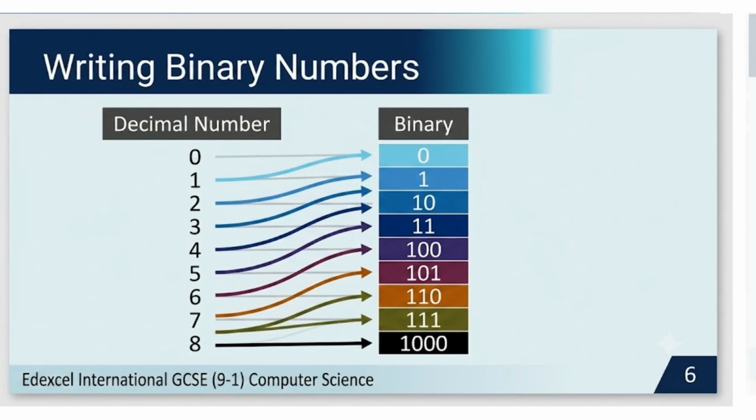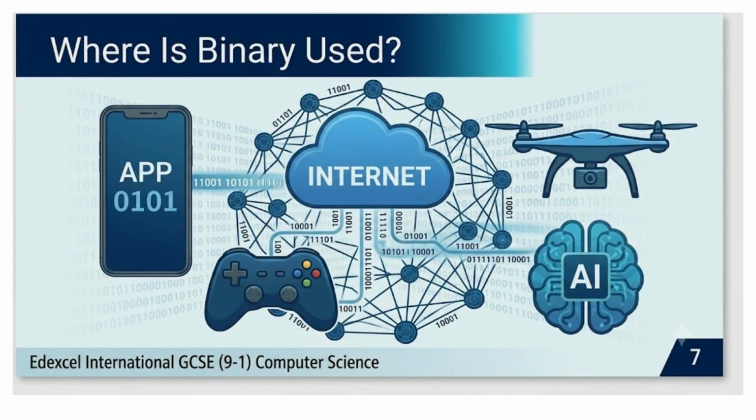with confidence. Now that we understand binary numbers, you might be wondering where binary is actually used. The answer is everywhere in the digital world. Every smartphone, computer, tablet, and smart device processes information using binary. When you open an app, send a message, or browse the internet, your device is constantly using millions of binary digits behind the scenes.